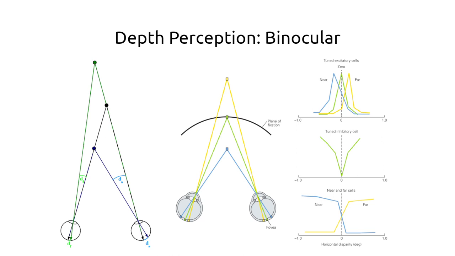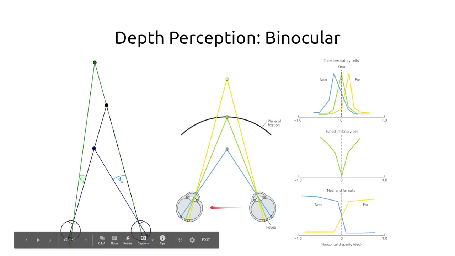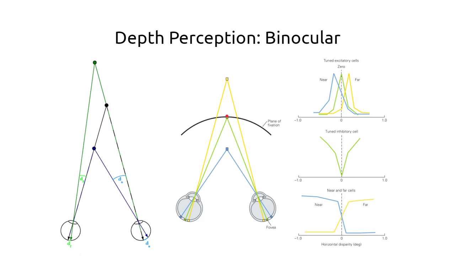That seems to be useful for a lot of things, but one big idea is that it might be useful for depth perception. You have two eyes and you're looking at an object at a particular distance. The thing that you're looking at is going to be at the center of both of your eyes, but objects that are farther away from you are going to appear at different locations on your retina.